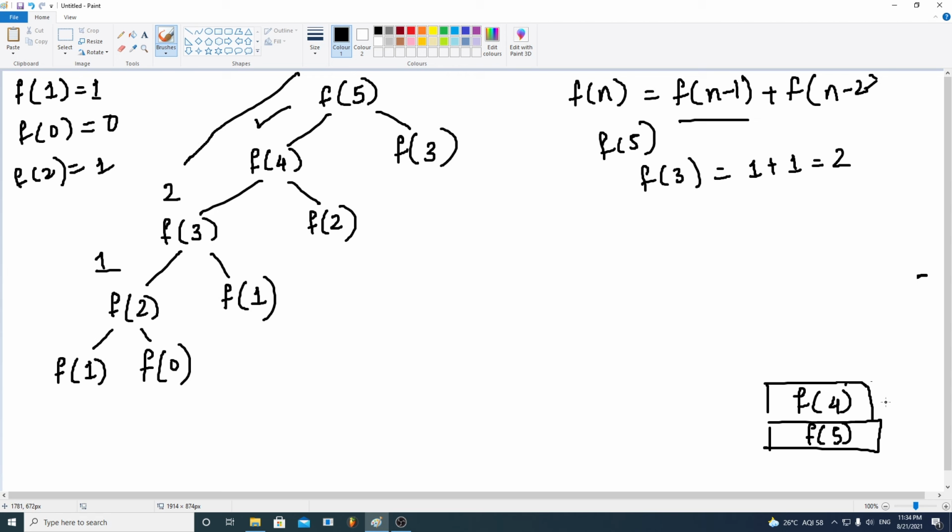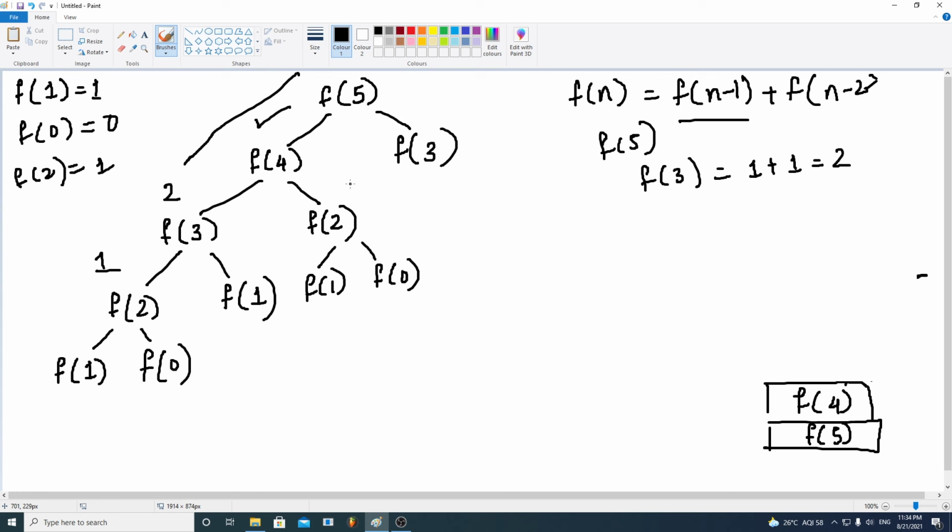But for f of 4, we need the value of f of 2. So it will go down to f of 2. And since we have not met the base case yet, it will call for f of 1. We know what f of 1 is, and we know what f of 0 is, and hence it will come back and give the value. We cannot neglect the fact that the program has not stored the value of f of 2.